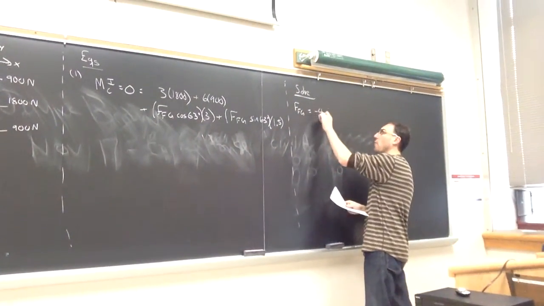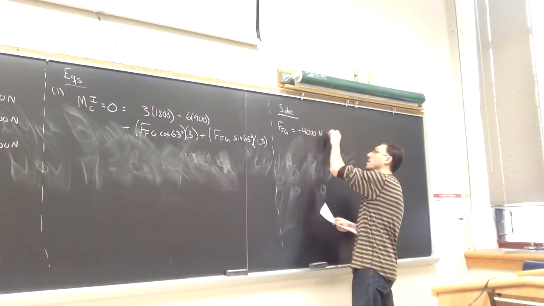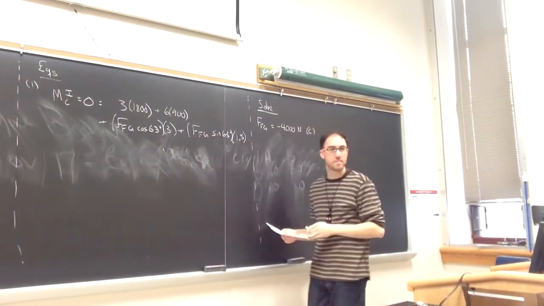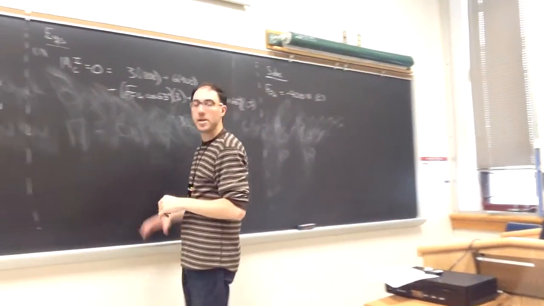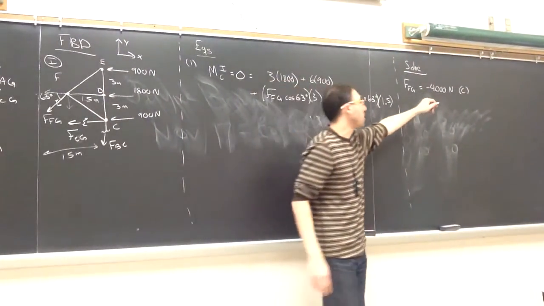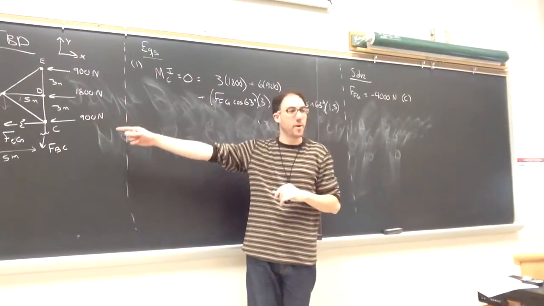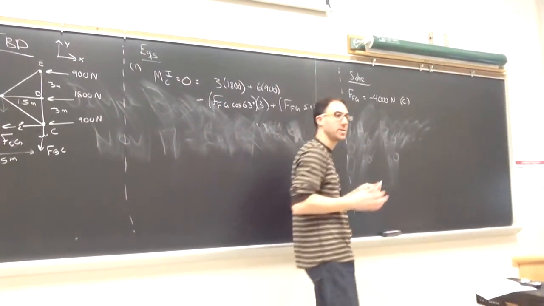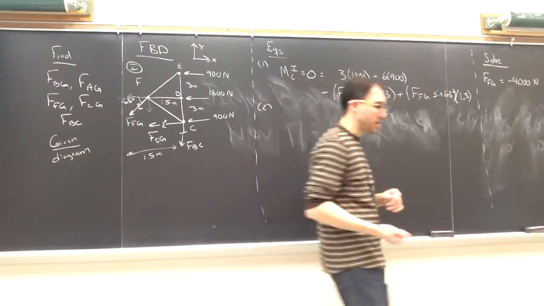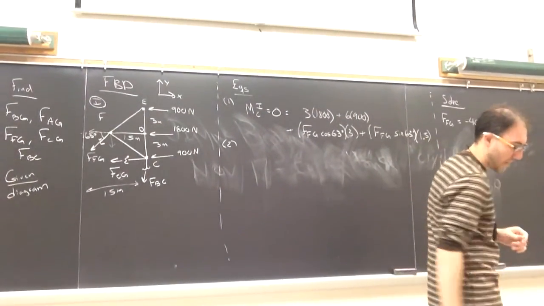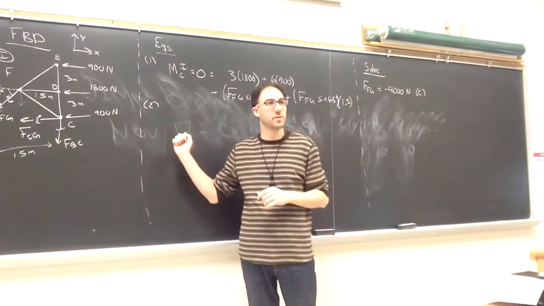I got negative 4,000 newtons, which means it's in compression. Again, your answer might be a little bit different. This was rounded, and the 63 was rounded. So if you're relatively close, then you're probably doing it correct. So FFG is in compression. You should get the negative 4,000. Any questions on the first equation?